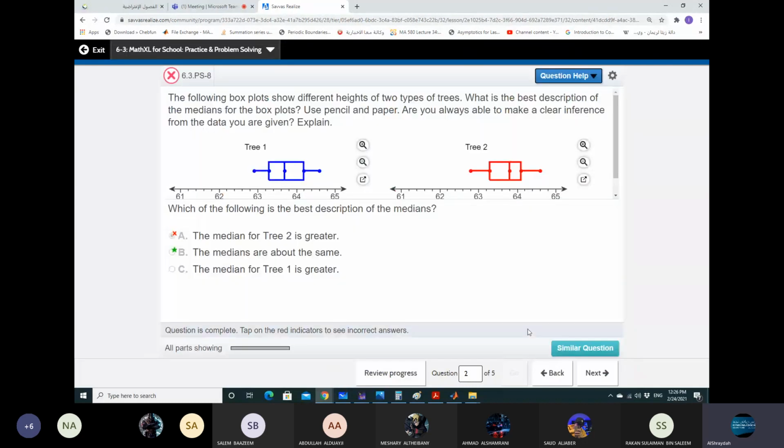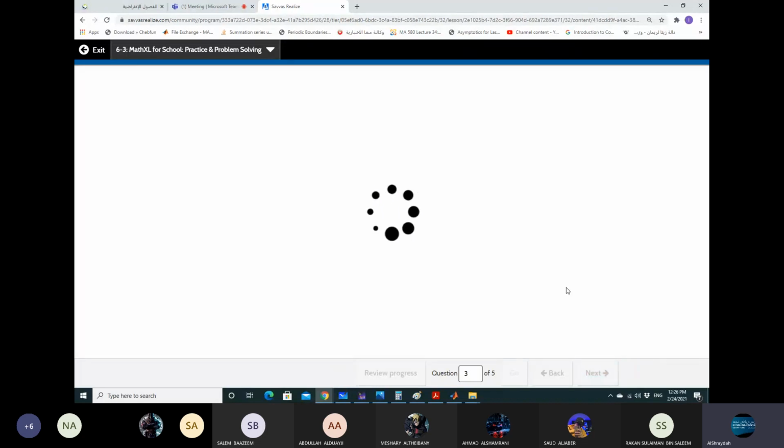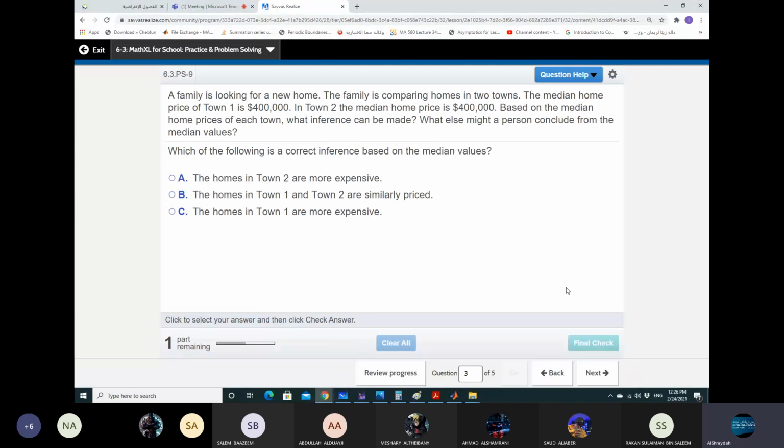Okay, maybe, as Faris said, they are very close to each other. The median here for tree 2 is 63.8, and the median here is 63.7. So the medians are about the same, because 0.1 is not that big a difference. Okay, maybe because of that they put it the same. No problem. Let's move to the next question.